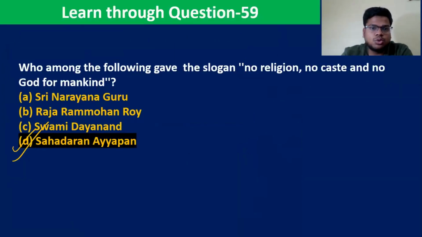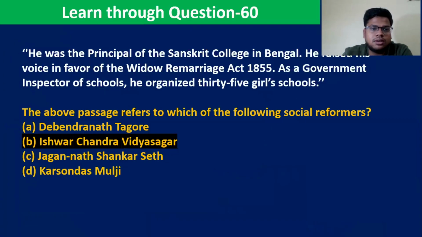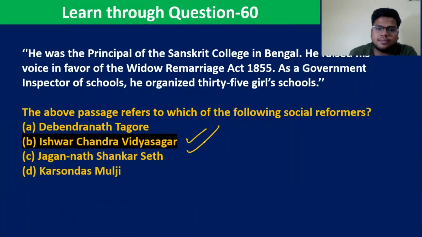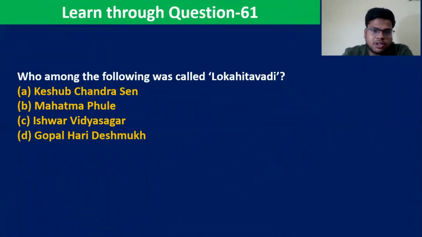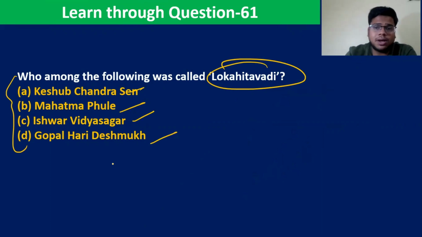Let's do a few more questions here. So the answer of this question is Ishwar Chand Vidyasagar. He was the one who brought the Widow Remarriage Act and 35 girls' schools. Next question is, who among the following is called Lok Hitvadi? Keshav Chandra Sen, Mahatma Phule, Ishwar Vidyasagar, or Gopal Hari Deshmukh?